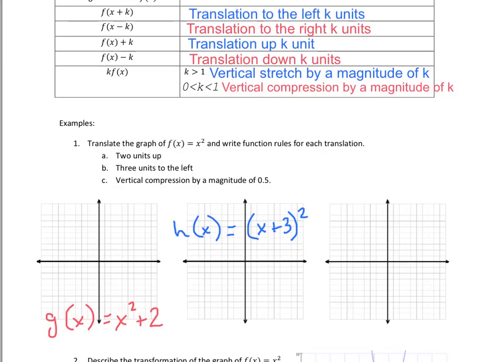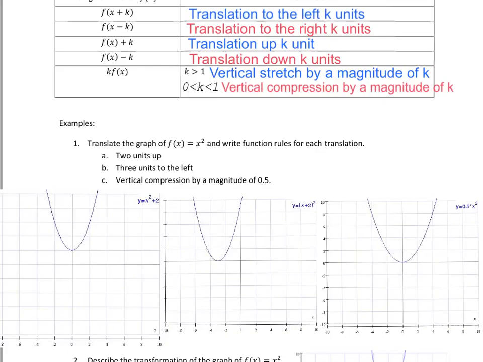And then the last one, I'll make it j of x, and it says a vertical compression by a magnitude of 0.5. So that would be 0.5 times x squared. So let's take a look at these graphs. And here's a look at our different graphs.